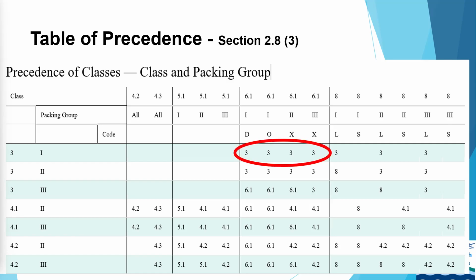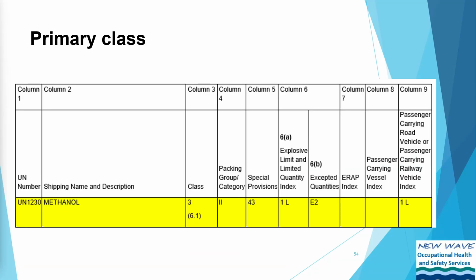Thinking back to methanol, we have class 3 packing group 1 and class 6.1 with no defined packing group. Looking at the left-hand column on the slide, we find class 3 packing group 1 right at the top. Moving over, we look under the class 6.1 column to find the cells circled in red. For all packing groups, class 3 is the primary class, and 6.1 is the subsidiary class. And that yields the entry that we see in Schedule 1.